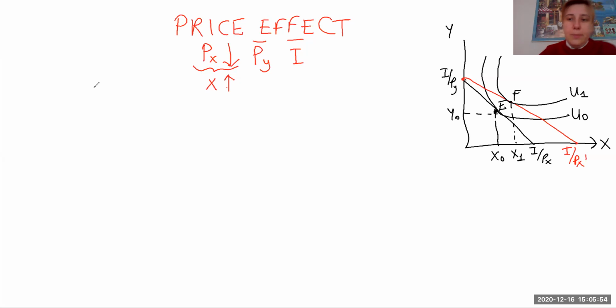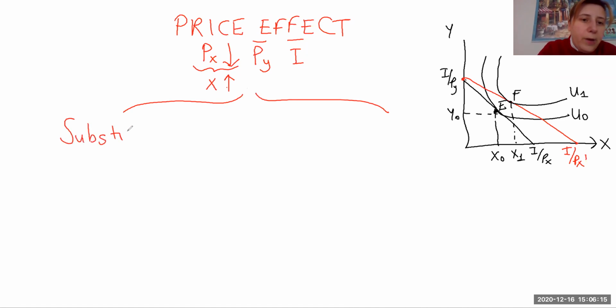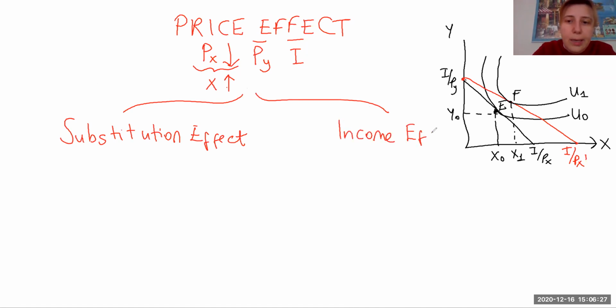Why does an individual think that when the price of X is going down, I need to buy more of good X? What's the reason behind it? We can classify the price effect into two subsections. The first one is called the substitution effect. And the other one is called the income effect.